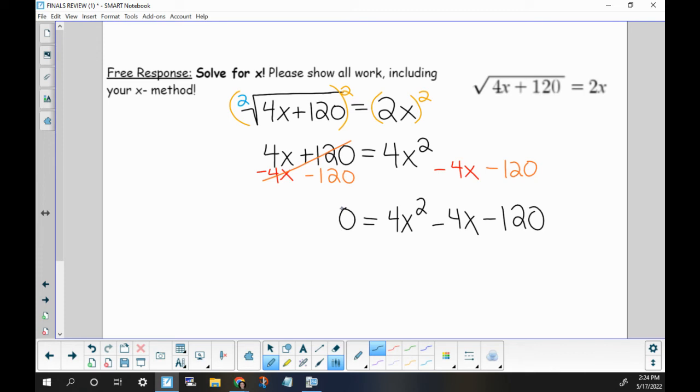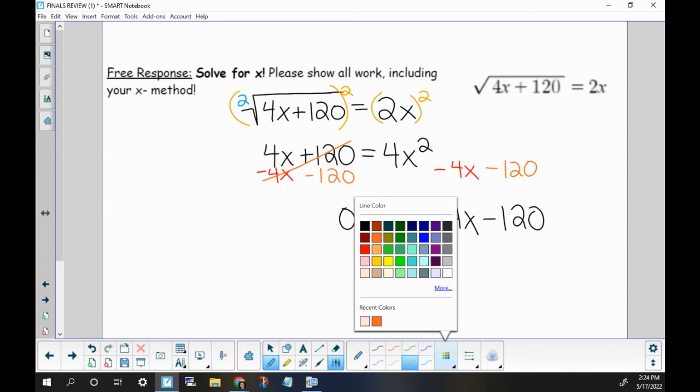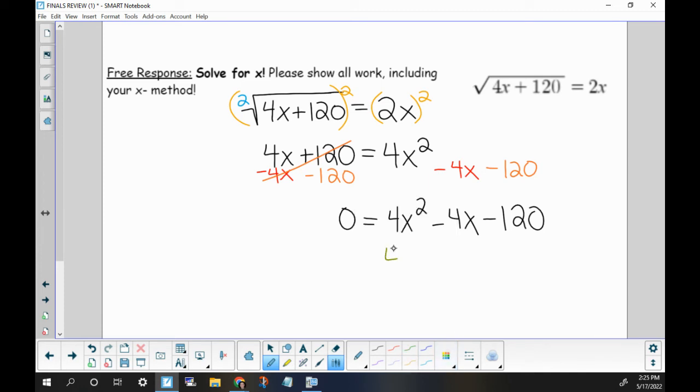They all go into 2. But remember, GCF is greatest common factor. Let's try 4. Does 4 go into 4? Yes. Does 4 go into 120? Yes. So negative 120 divided by 4 gives me negative 30. So if we pull out a 4, and put this in parentheses now.